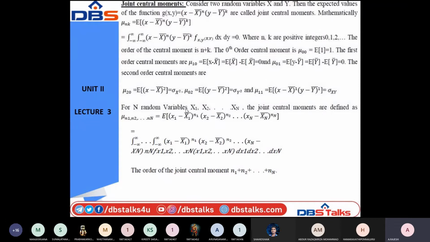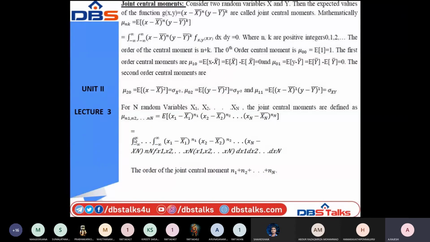For n random variables, the joint central moments are defined as mu of n1, n2, so on nn, equal to the expected value of small x1 minus capital X1 complement whole to the power of n1, taking up to n. Next is x2 minus capital X2 complement whole to the power of n2, so on, xn minus capital Xn complement whole to the power of nn.